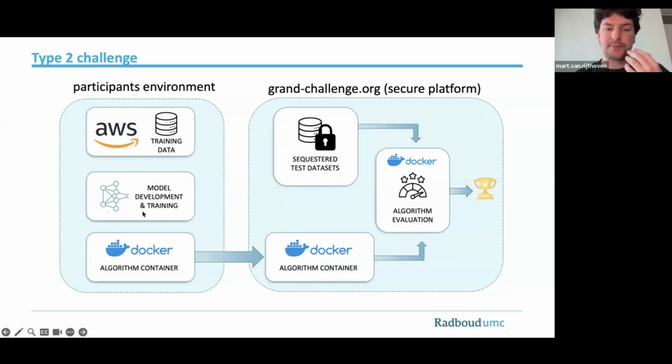Then, when the participants were happy with the model, they were asked to make a Docker container, an algorithm container, and then this Docker container could be uploaded to the Coin Challenge platform. And then on this platform, where we have the sequestered test data sets, we can run the algorithm on this test data and evaluate the algorithms. And this way, we could actually use data from patients that we could not share publicly, but still have the algorithms run on it.